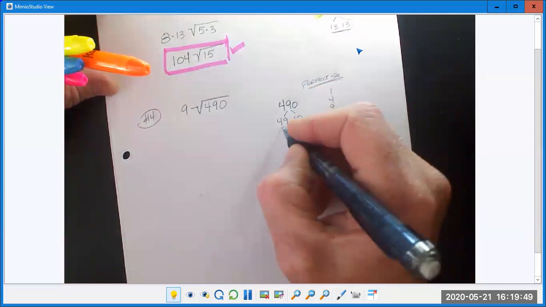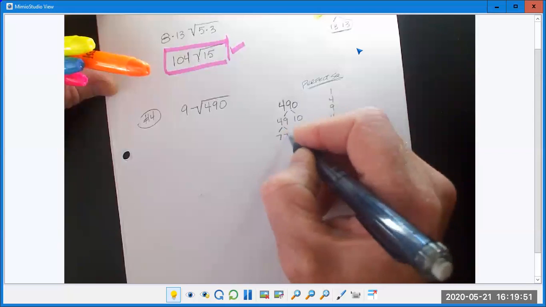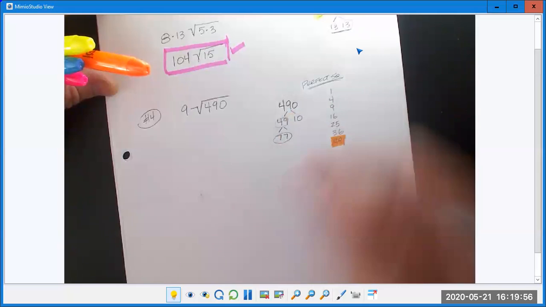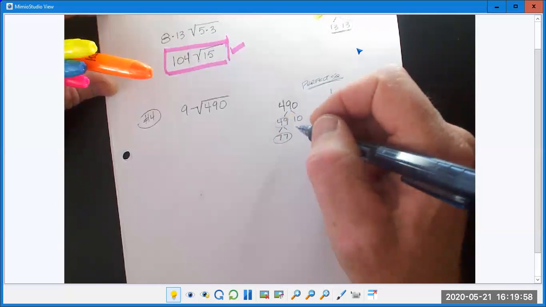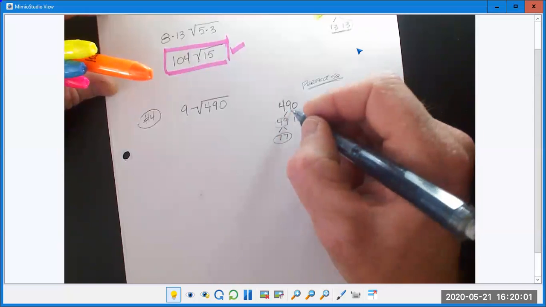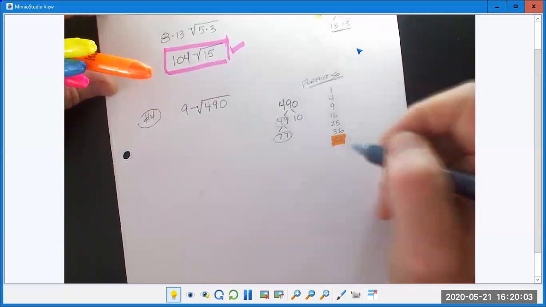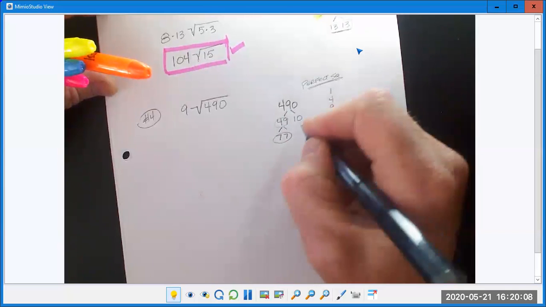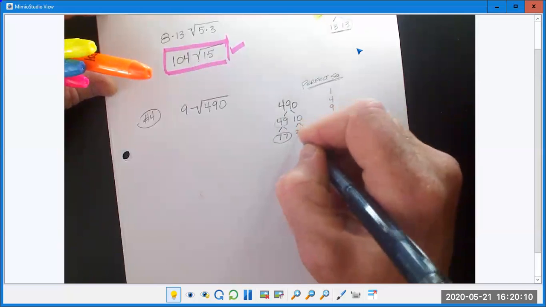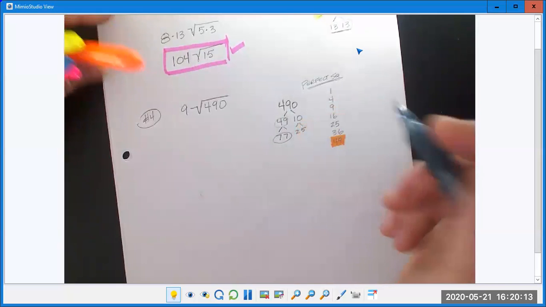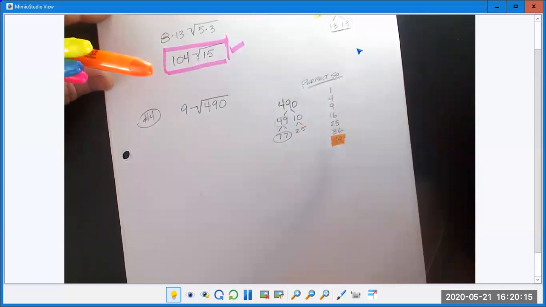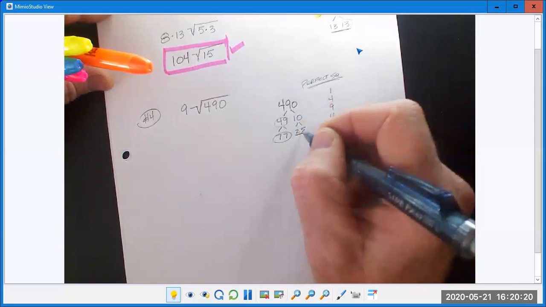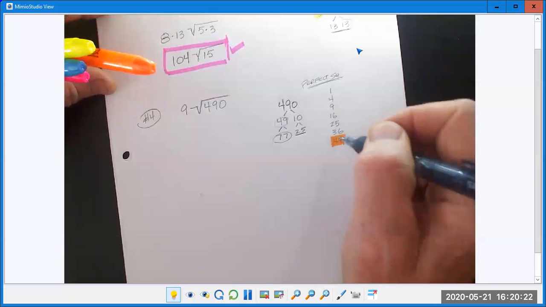Now 49 is breaking down to 7 and 7, and I managed to use this perfect square to my advantage. So we're being very deliberate with trying to use these perfect square numbers. Now 10 breaks down to 2 and 5. Does that help me out at all? It does not. So this is going to remain underneath my radical.